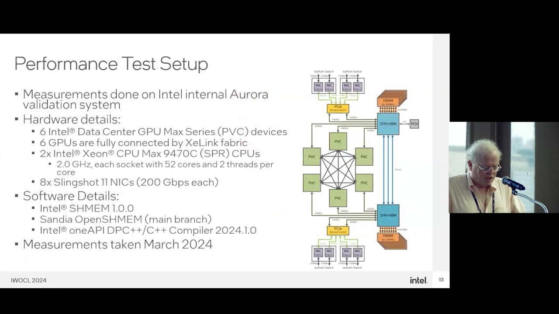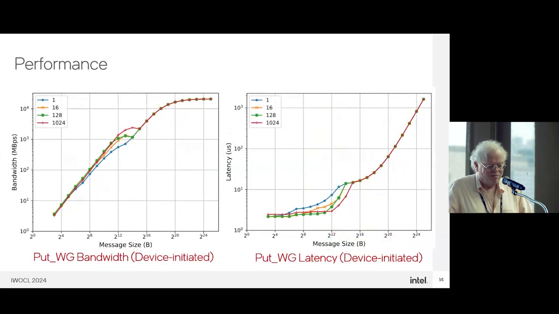So we've done some performance testing on an internal cluster we have that is built out of Aurora nodes. Each one has 6 GPUs, 12 GPU tiles, and 2 Sapphire Rapids processors. And you get results that are kind of like this, which is the kind of chart that is typical of this sort of work. On the left is bandwidth, on the right is latency. This is a put operation, that put work group we saw a couple slides back.